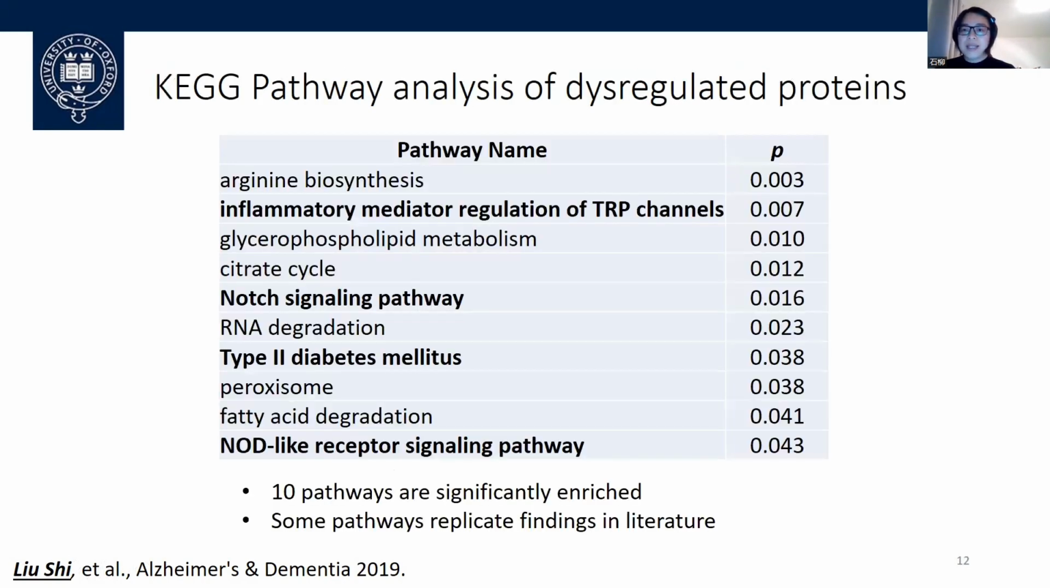We then did KEGG pathway enrichment for these dysregulated proteins, and we found that 10 pathways are significantly enriched, as shown in this table. We found that some pathways replicate the findings in the literature, which are highlighted in this table. For example, the Notch signaling pathway and type 2 diabetes.